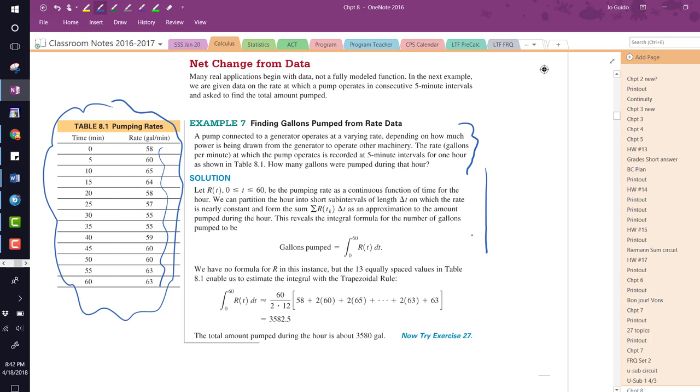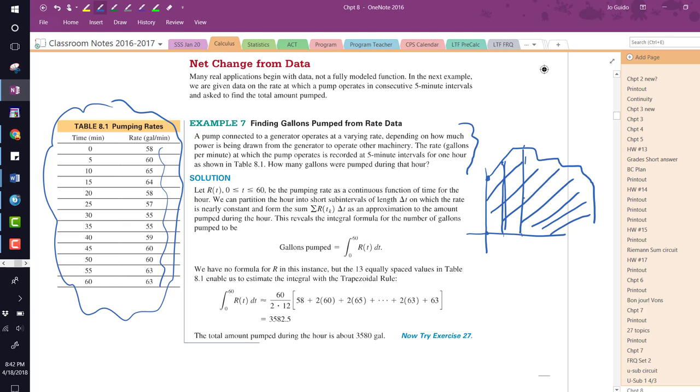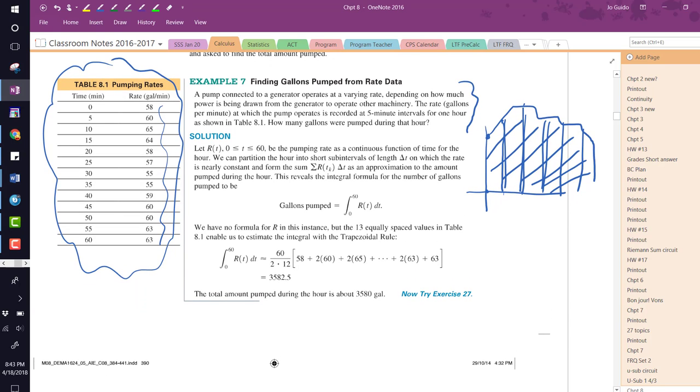So if you think about graphing that data, at time 0, it's pumping at 58 gallons a minute. At time 5, it's at 60. At time 10, it's at 65. You end up with some sort of a graph that you could find the area underneath of, right? So you could find the area of each one of these shapes, which ends up being trapezoids. So this is sort of the integral that we want to find, but we're going to use the trapezoid rule to do an estimate of that. And that's the best we can do when we have data like this.